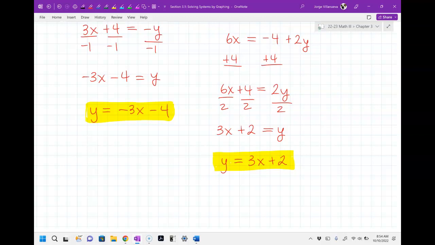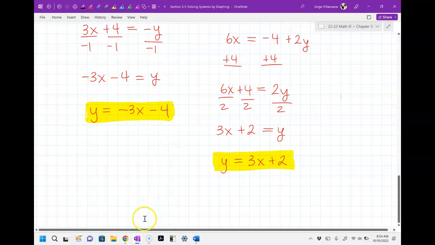So then what am I left with? One solution. That's all I've got. It's not infinitely many because they're not the exact same equation. It's not no solution because they're not parallel. The slopes are negative 3 and 3, not the same slope. Therefore, one solution. They will cross.